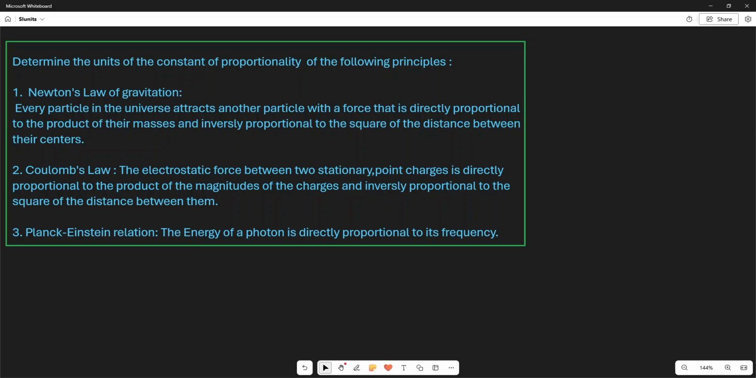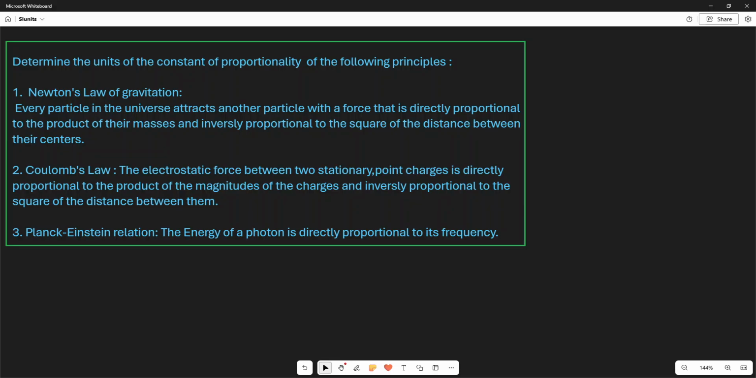Hello again. Before we move on, let's take a look at these three problems here. In these problems, what we are asked to do is to determine the units of the constant of proportionality of these principles.